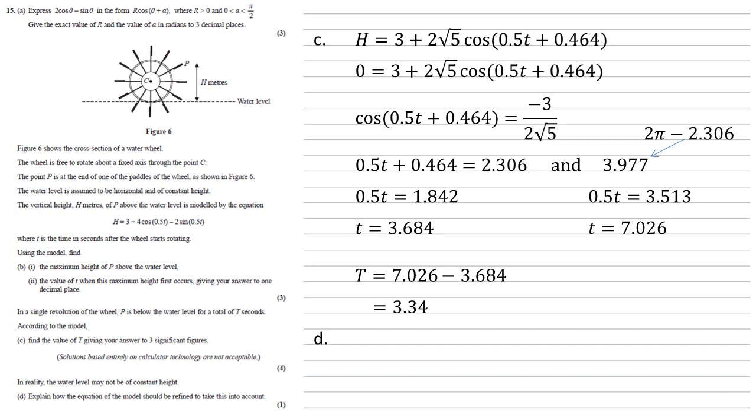In reality, the water level may not be of constant height. So for part D, we need to explain how the equation of the model should be refined to take this into account. So the bit that gives us the water level is the 3. The cos part of our equation is what moves P up and down. So to take into account water not being of constant height, the 3 would need to vary because this is what describes the water level.